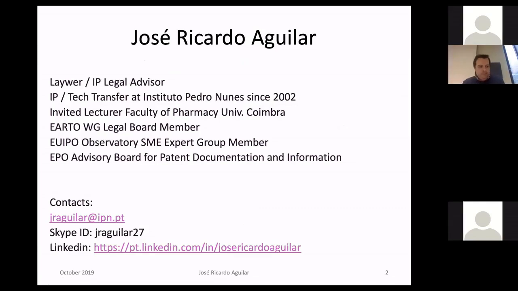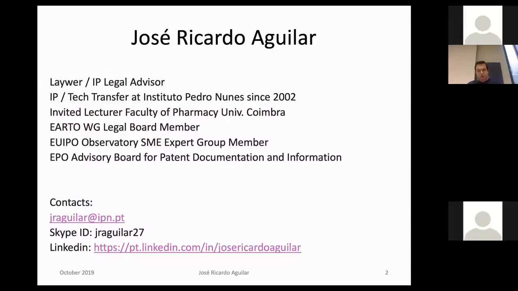So my background is in law. I'm a lawyer, and I work in this field of IP since 2002. I am also an invited lecturer at the Faculty of Pharmacy of the University of Coimbra, and I am part of some boards regarding IP at EARTO, the European Union IP Office, and also at the European Patent Office. So I work in this field since 2002, for a long time now, providing support to innovators, to entrepreneurs, to researchers, to people from the university.